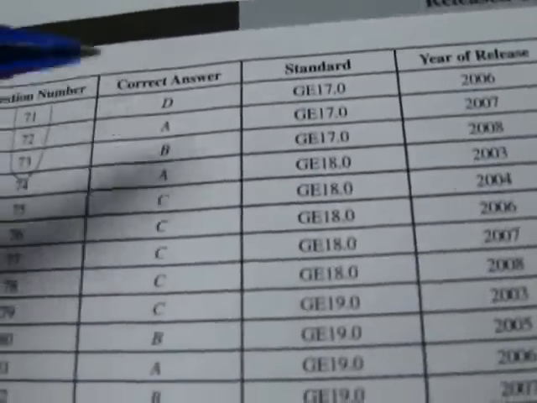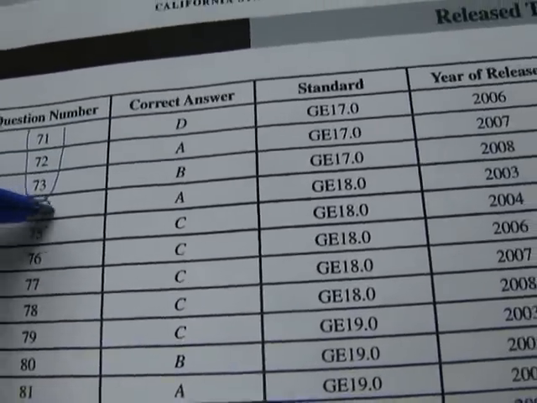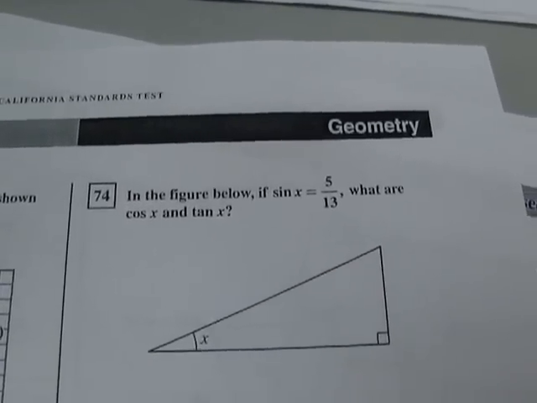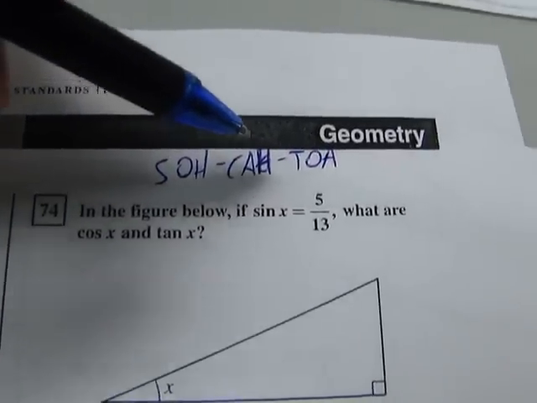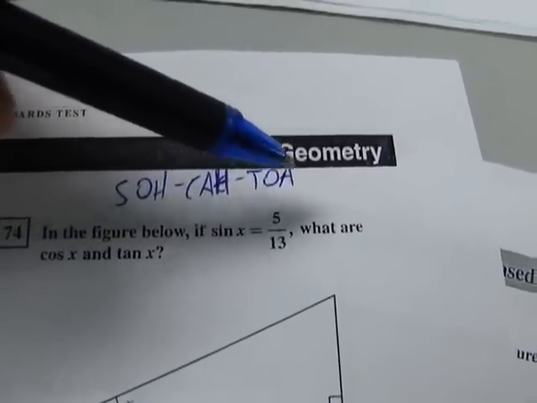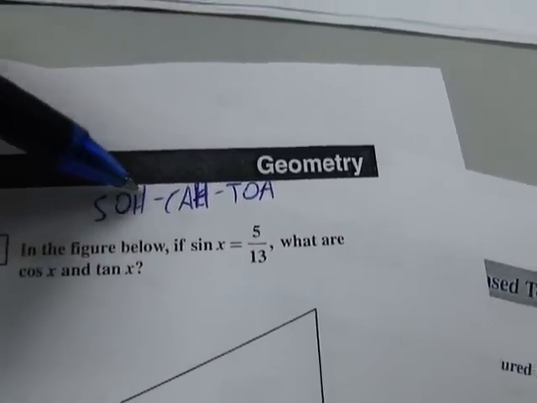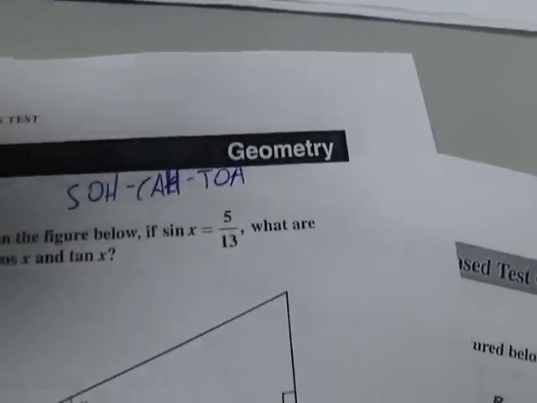Okay, that's a lot of words. Let's see what we're really in for. Standard 18 is every problem from 74 to 78. So let's look at problem 74. In the figure below, if sine of x equals 5 over 13, what are cosine of x and tangent of x? Well, here's x. And remember, this whole thing functions on SOH CAH TOA. So sine is opposite over hypotenuse, cosine is adjacent over hypotenuse, and tangent is opposite over adjacent.